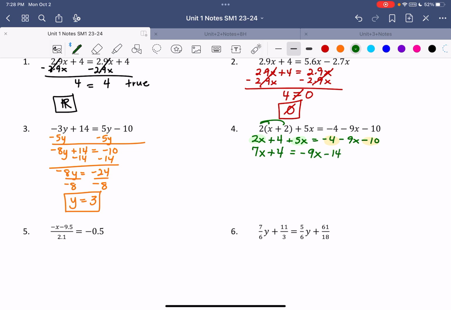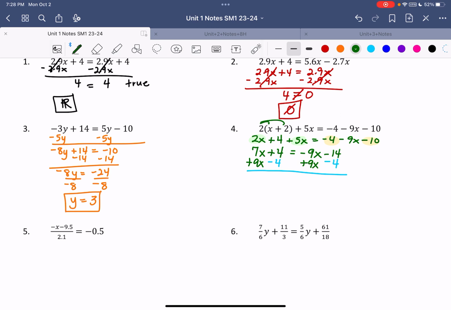Now I want to get my variables to the left and my numbers to the right. And I can actually do this in the same step. So you just have to be careful. So I'm going to add 9x. And then I'm going to subtract the 4. Okay, so since I did 2 steps in one, that's why I used 2 different colors.